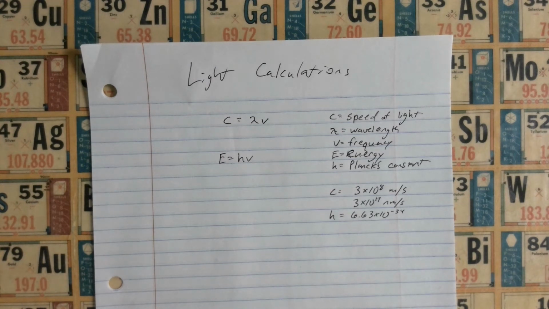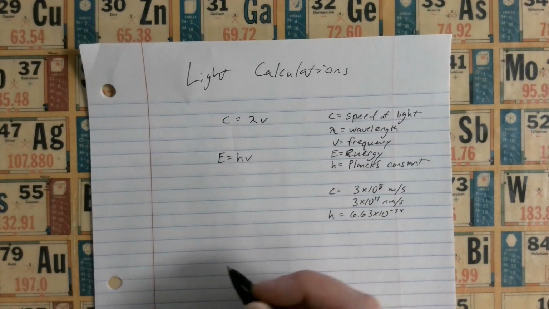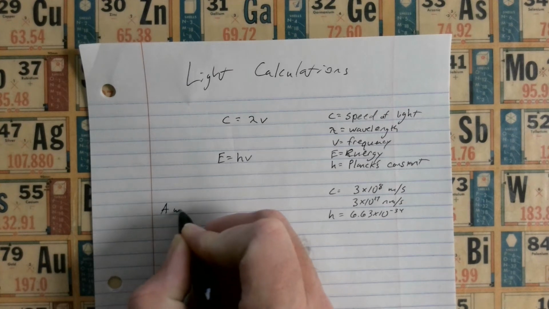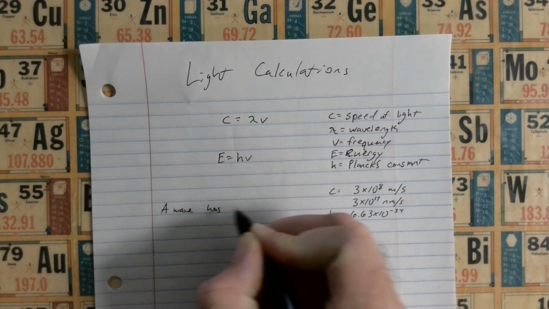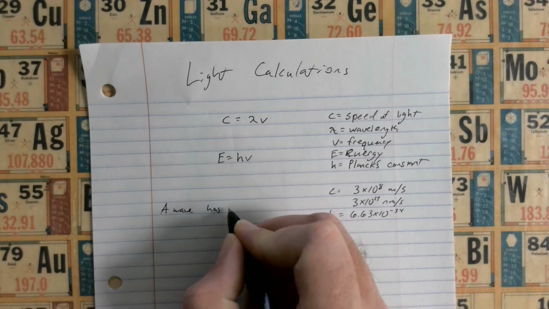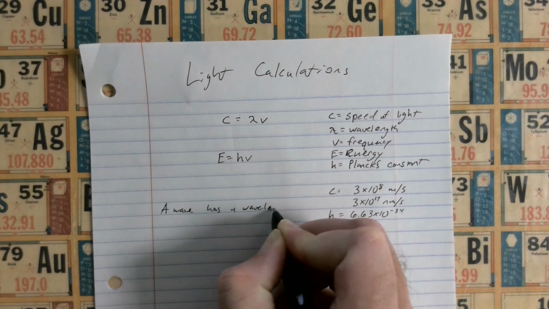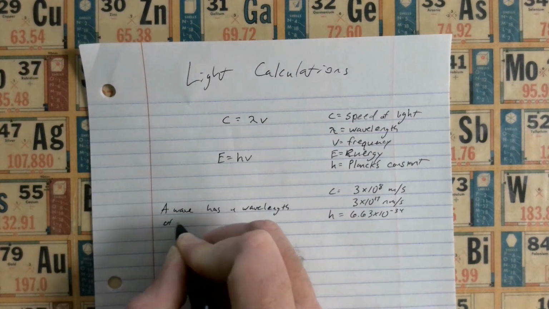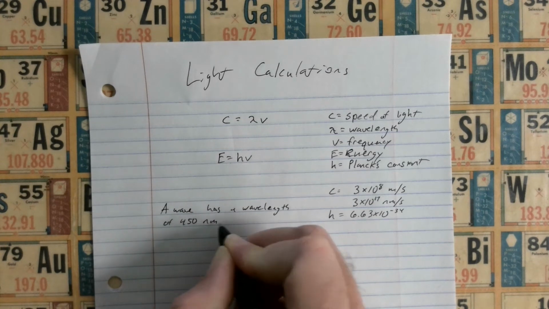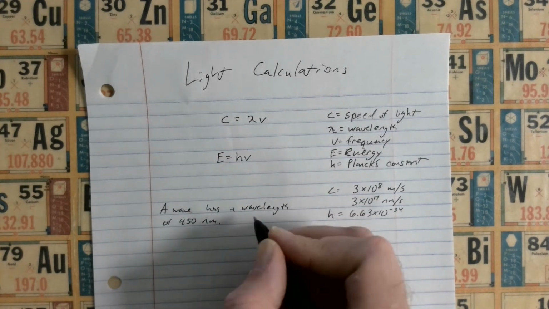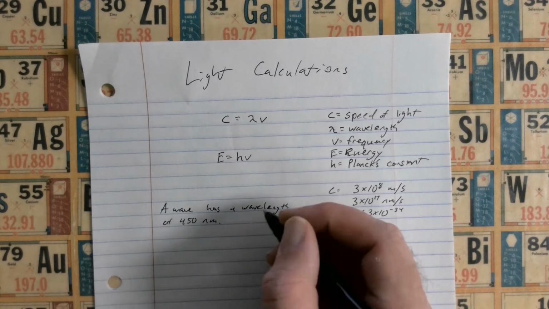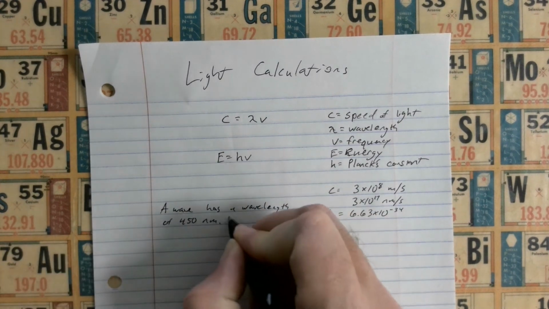So let's go ahead and try an example question. Let's say I have a wave that has a wavelength of 450 nanometers. We're assuming this is a wave of light. What is its frequency?